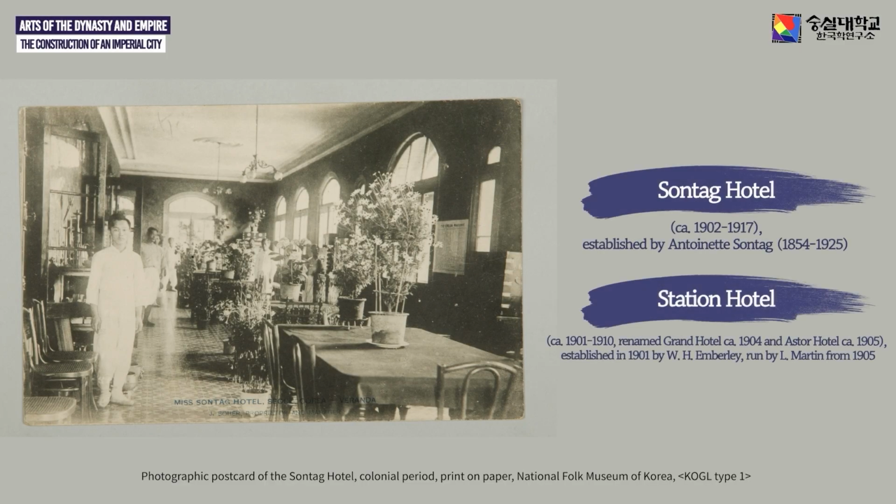Some early hotels include Sontak Hotel, established near Gyeongungung Palace circa 1896, and the Station Hotel near Seodaemun Station that was founded in 1901 by Englishman W.H. Emberley. The Sontak Hotel served coffee and was reserved for distinguished guests of the state, while the Station Hotel accommodated general travelers to Seoul.